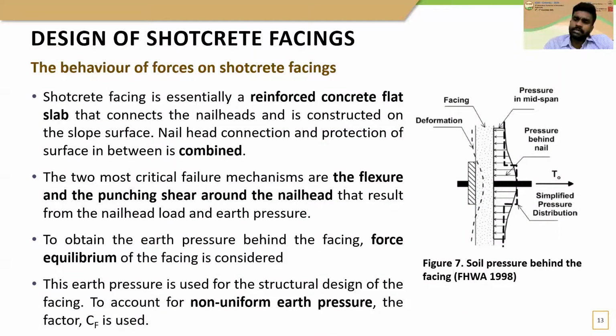The design aspects of shotcrete facings will be discussed here. A shotcrete facing is essentially a reinforced concrete flat slab placed on the slope surface. Therefore, shotcrete can provide both nail head resistance as well as the protection of surface soil in between nail heads. Flexure and punching shear are the two critical failure mechanisms. Force equilibrium of nail head load and the earth pressure behind the facing is considered in the structural design of facing as seen in figure 7.